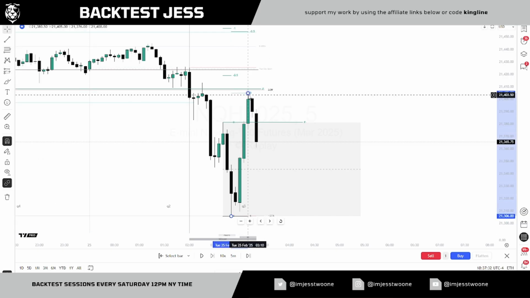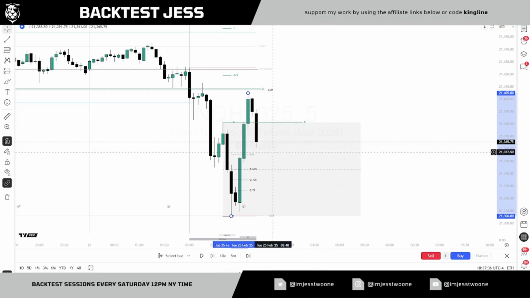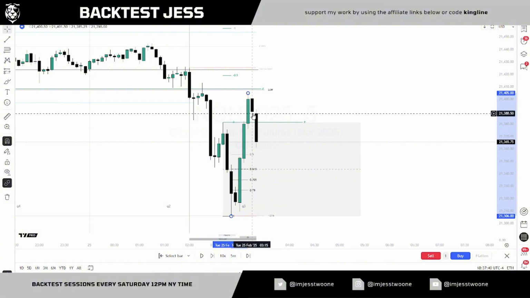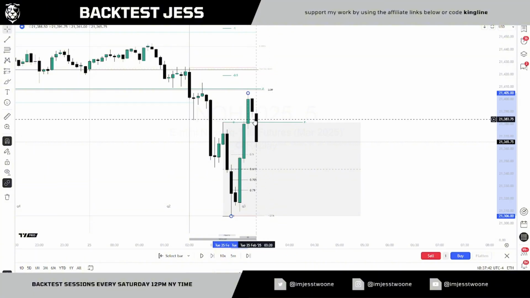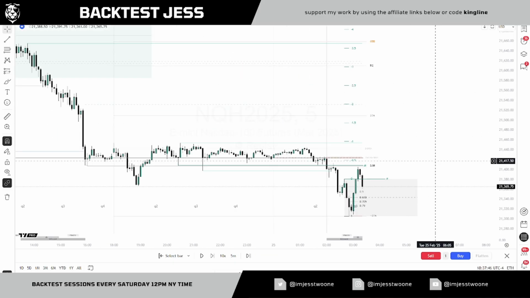So I can see that we haven't reached EQ at a minimum there. And then before we even reached into EQ, we got this closure of this BISC. So I don't like it. So I'm gonna opt to not take this trade here.